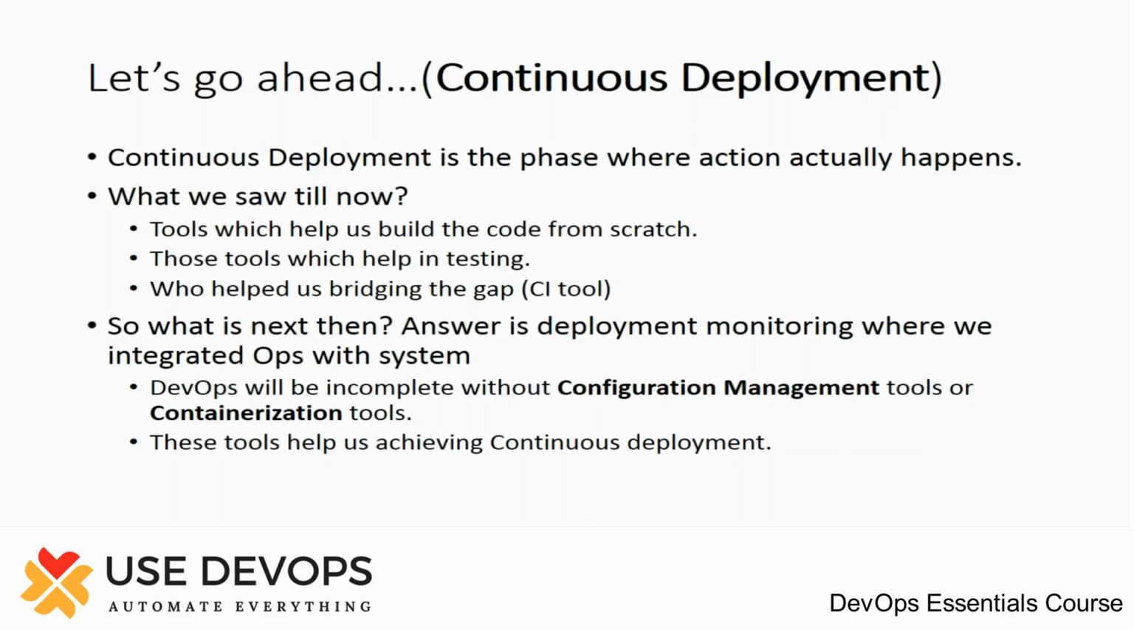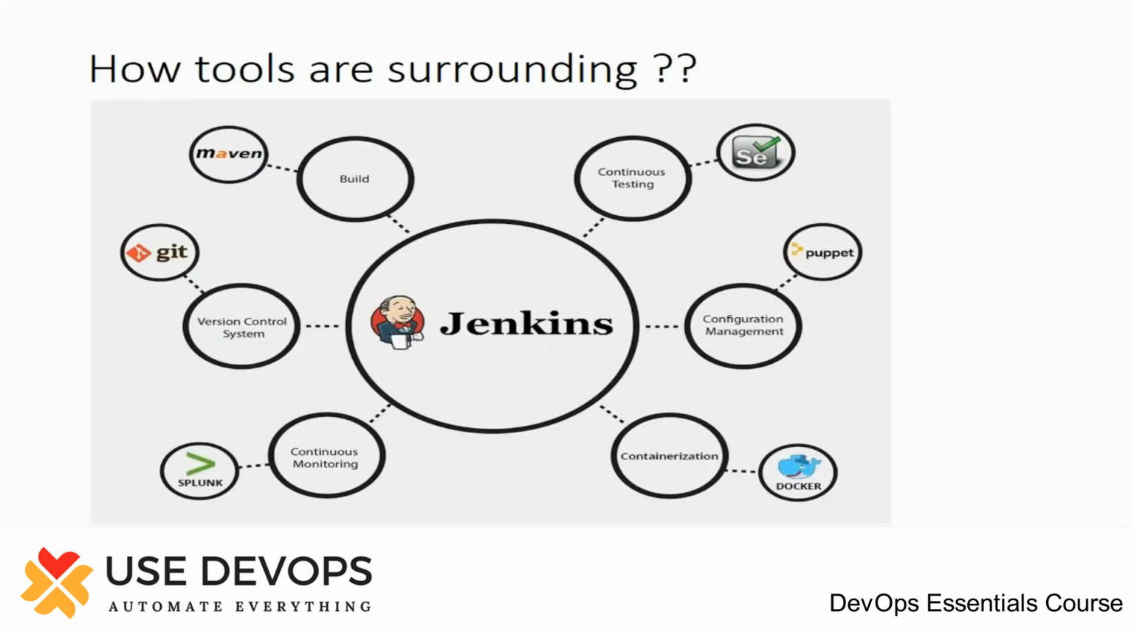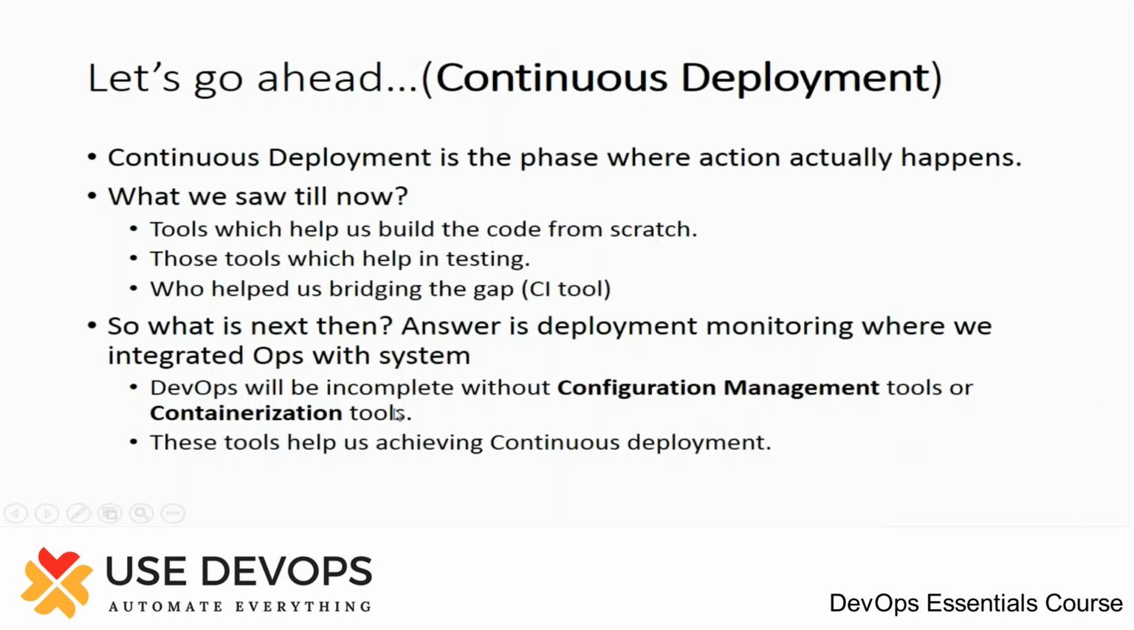So what's next? Obviously, after all this integration, we need to deploy it. DevOps will be incomplete without configuration management tools or containerization tools. I already showed you that the continuous deployment tool is a configuration management tool or a containerization tool. The same thing is written here: it is incomplete without configuration management or containerization. Either way, you have to choose. Either you go through a configuration management tool and deploy your application, or you choose a containerization platform, the Docker platform, where you can deploy.